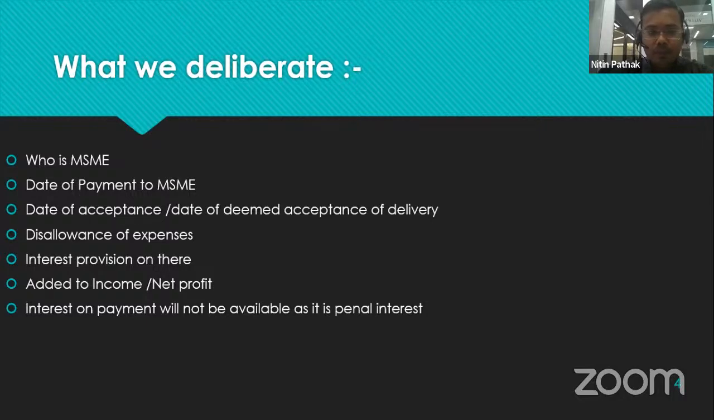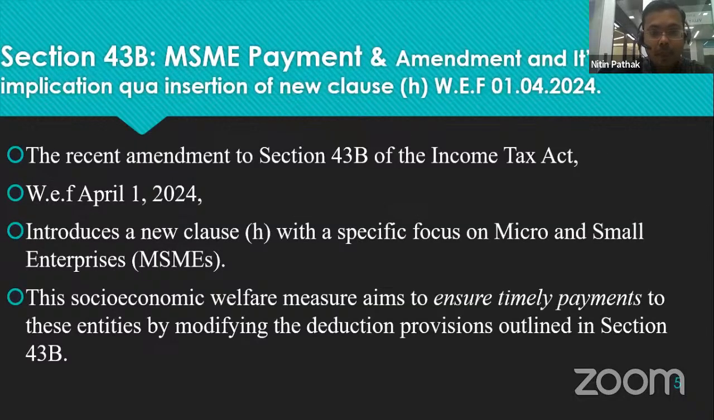MSME, who is MSME? MSME is the enterprise that needs to register under the MSME. Section 43B, MSME payment and amendment and its implication, with the introduction of the new clause H, 43BH, will be applicable from 1st April 2024. We will also discuss that.